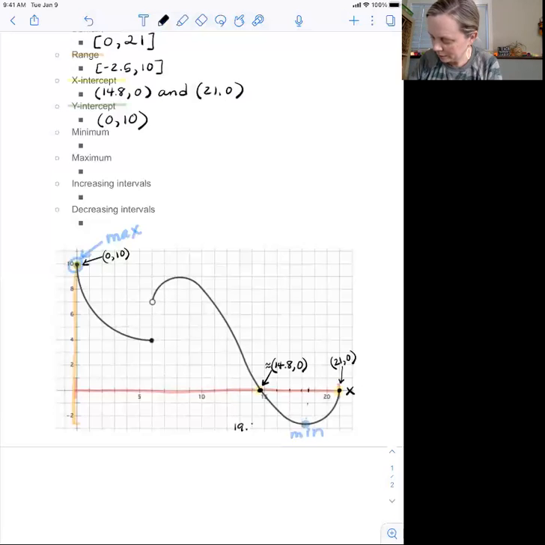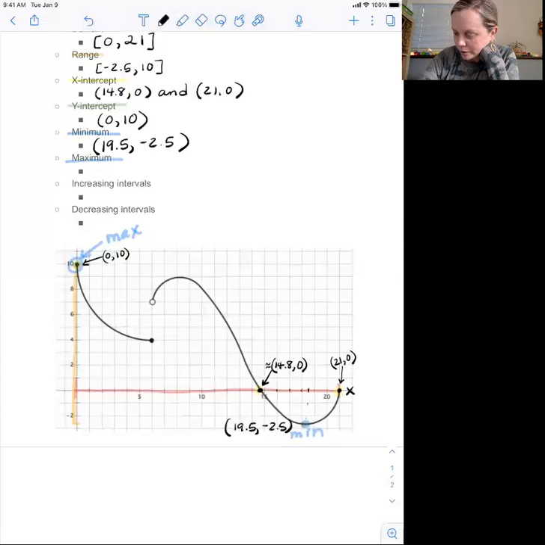So 19 and a half, negative 2 and a half for our minimum. Okay, so I will write that there, and then our maximum is the same as our y-intercept. So let's go ahead and add those in, minimum and maximum. Minimum is 19.5, negative 2.5, and then the maximum is 0.0, 10. Okay, two more to go.